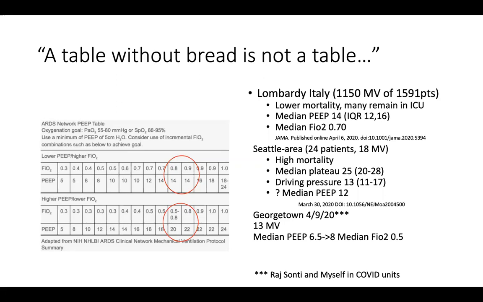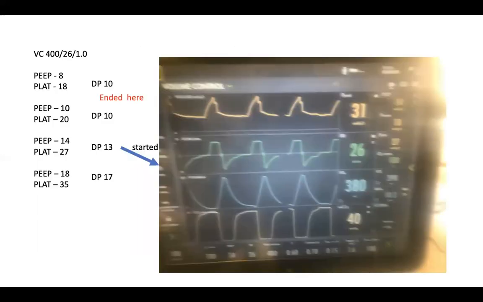The PEEPs weren't actually reported, but based on the plateau and the driving pressures, you could imagine the PEEPs in that 12 to 14 range for many of these patients initially. Last week, at the time that this presentation was first put together, Dr. Santi and myself were in the ICU, and on a quick survey of all of the ventilated COVID patients at that time, and granted they're not day one values like the ones reported in the Seattle and Lombardy study, the median PEEP was 6.5 by the end of the day. With an additional patient on the vent, it had popped up to 8, and a median FiO2 of 0.5.